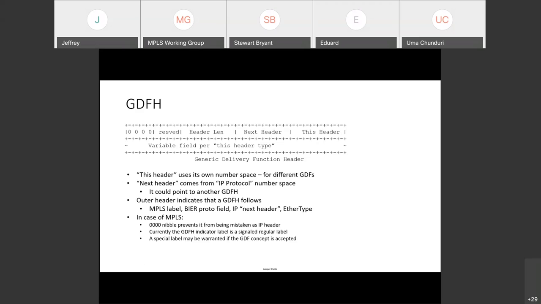It could be another GDFH, or it could be the real payload, for example, IP or Ethernet or whatever. That's why I say that this, as a byproduct, will allow us to tell what payload comes after the MPLS label stack, whether it's some metadata, if they are put into this GDFH, or if it's some other IP or Ethernet, the real payload. So this is the idea.